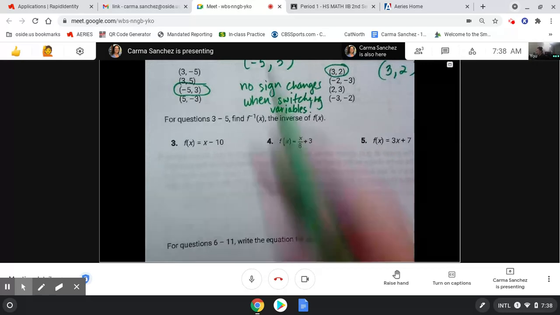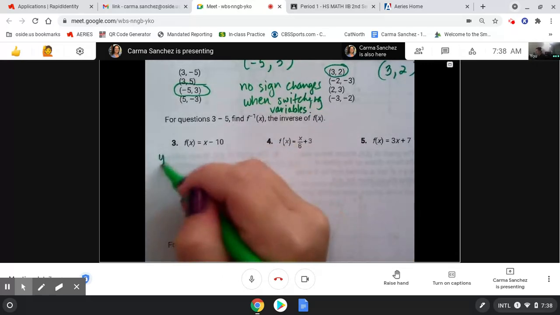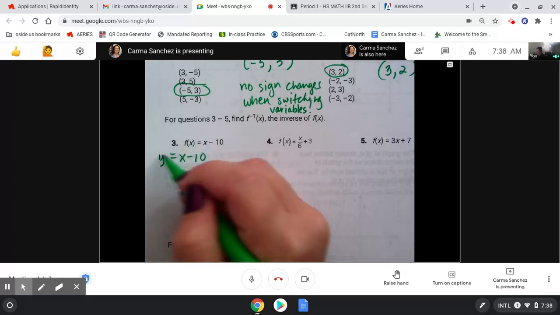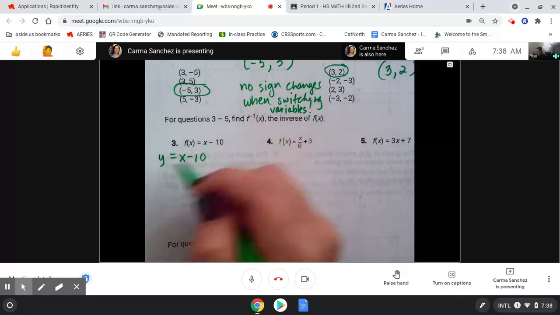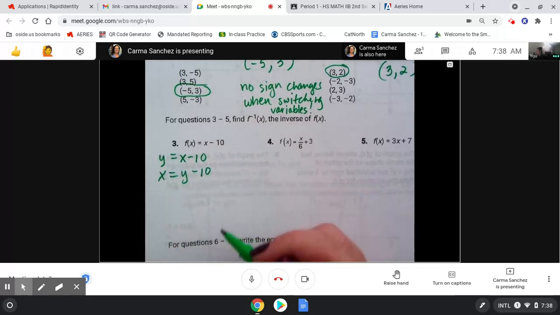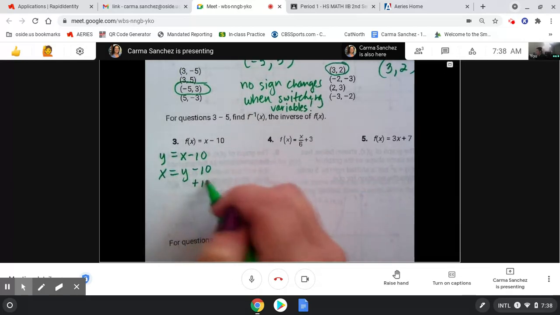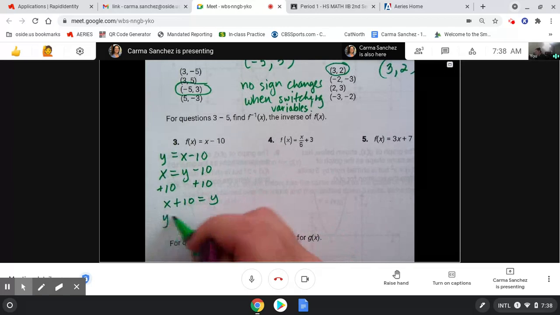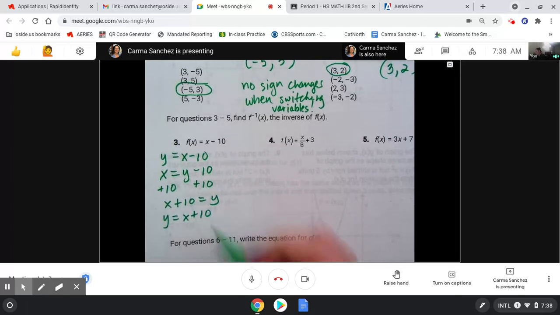All right, first we're going to make it y equals x minus 10. We change the f of x notation into a y. Then we switch the variables. And then we solve for y. And y is equal to x plus 10. I'm going to switch that around so y is out in front, and then I put it in terms of inverse notation.